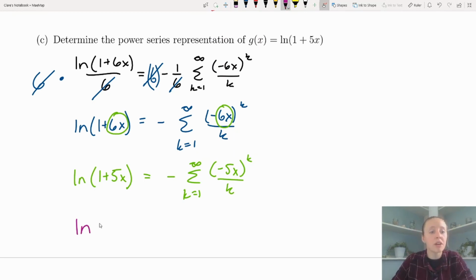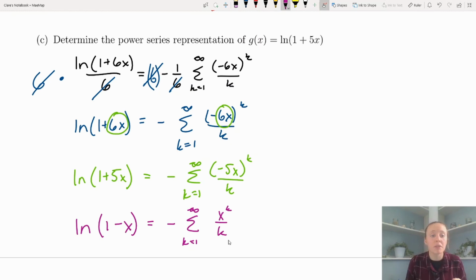What would you do if you had the ln of 1 minus x? Well, that's just going to be equal to the negative summation of k equals 1 to infinity of, now as opposed to plugging in a negative 5x, we're plugging in a positive x. So that'll be x to the k all over k. This should be very familiar because it's an example in your book, so you would have found that when you were reading your textbook, and it's also a common example for expressing power series based on integrating.